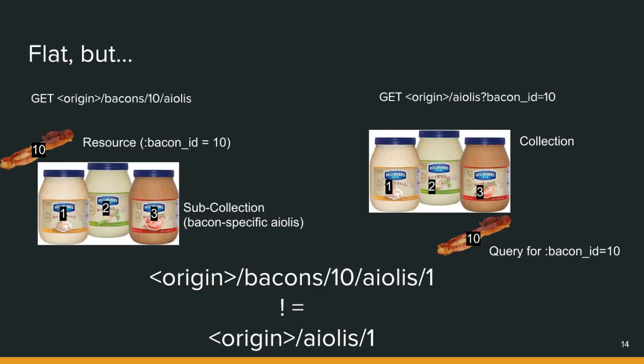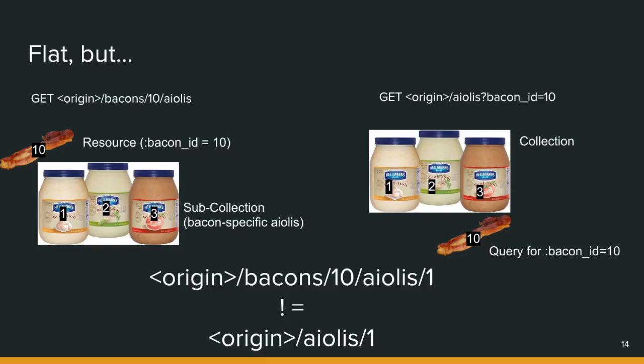Unfortunately, there's buts around flattening things. I think one of the subtlest buts, but probably the most important, is that the resource representations of a sub-collection are different than the resource representations for a collection. So put simply, bacon 10 aiolis 1 is not the same as aiolis 1. So a sub-collection is nested and dependent on the resource. So if I had, say, bacon's 10 aiolis and bacon's 11 aiolis, those are actually completely different. Those are different sub-collections. They don't talk to each other. The IDs are different. They're distinct. They're wholly encapsulated within the resource.